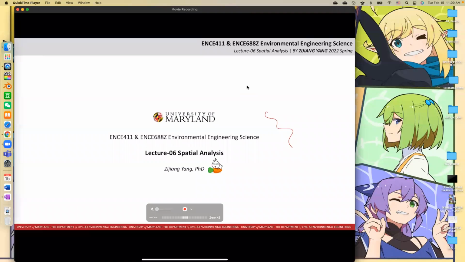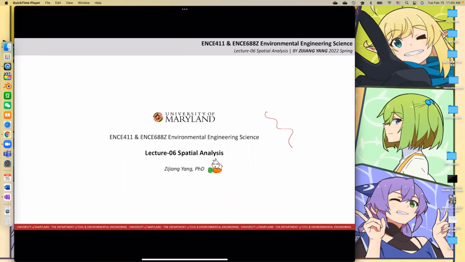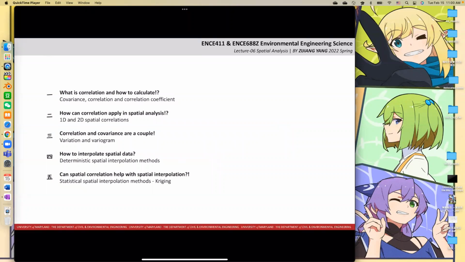So today we are going to talk about spatial analysis. It was the sampling, but I think after tomorrow's field sampling, when we have the real experience, it will be better to talk about that after the lab. So this lecture is more about the theory.